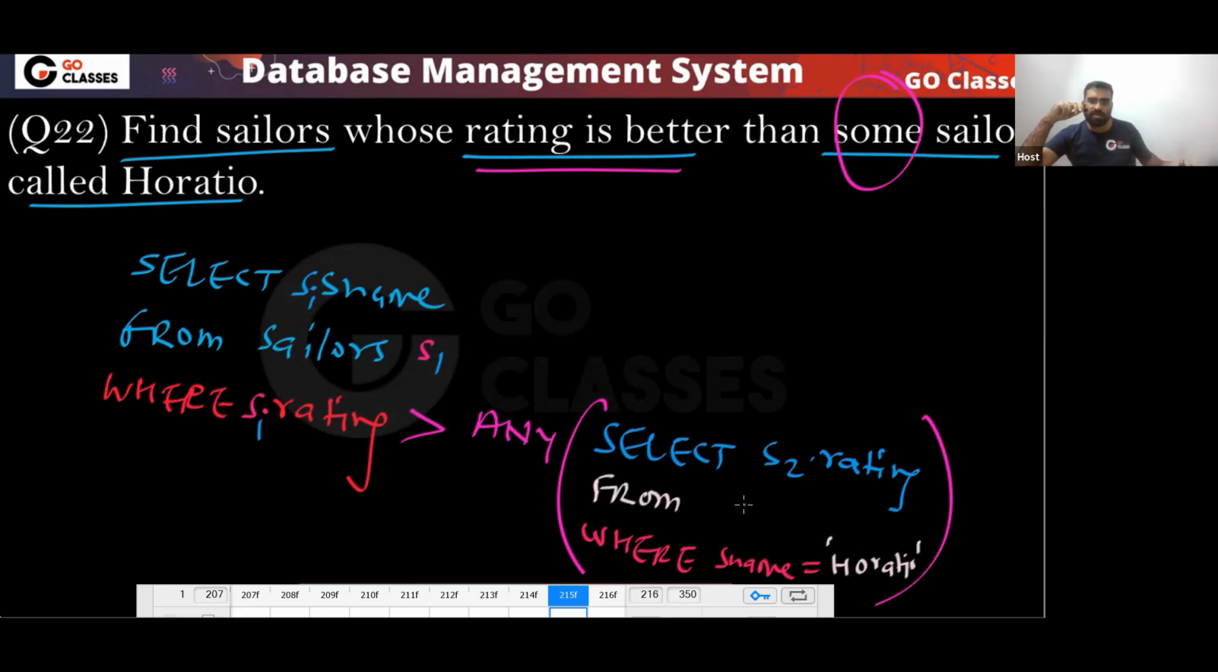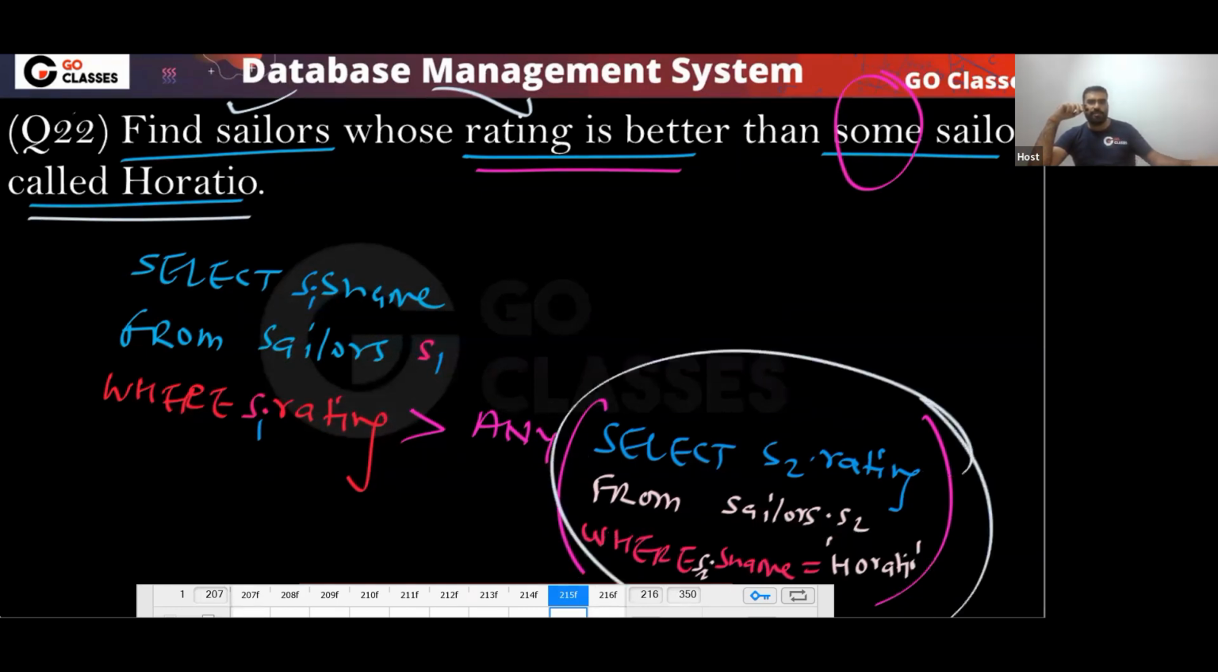From sellers. Is this clear? This is your query. Isn't it simple? Tell me. You want those sellers whose rating is greater than... Just find all the sellers of name Horatio. So find the rating of all the sellers whose name is Horatio. Okay. So where this is the name, you find those ratings.